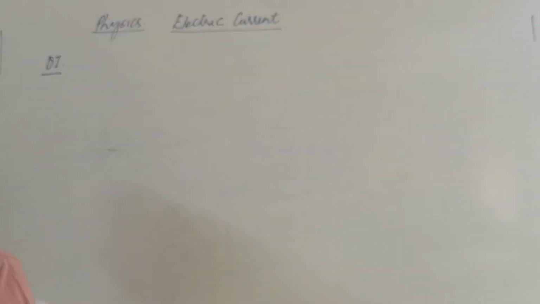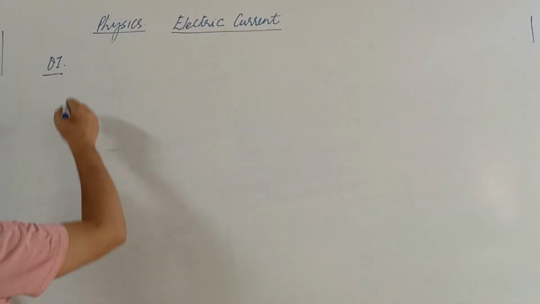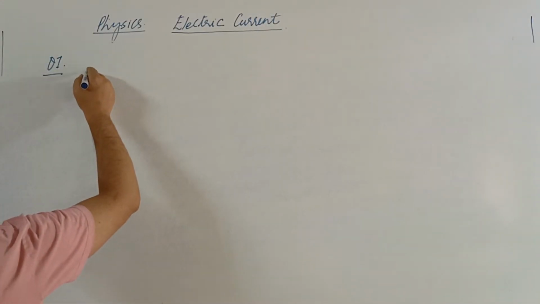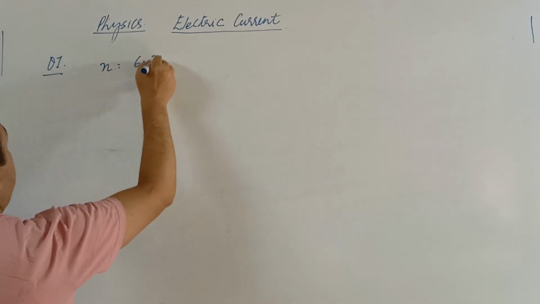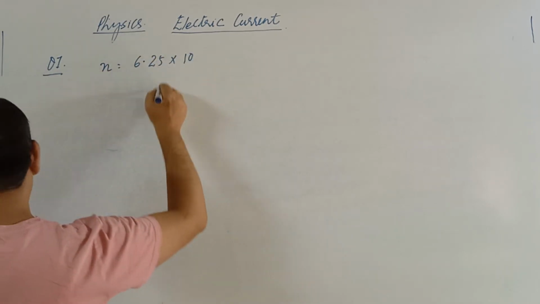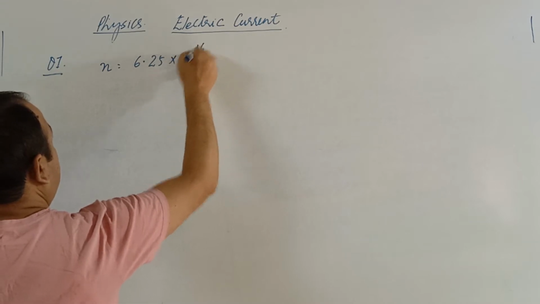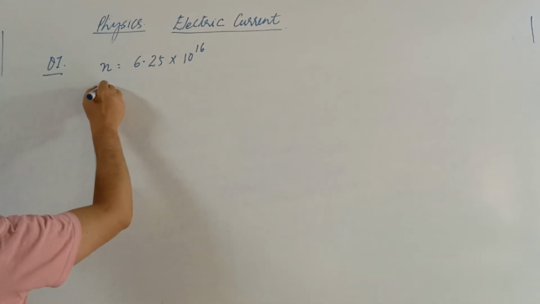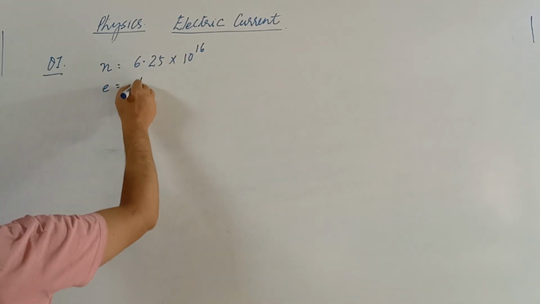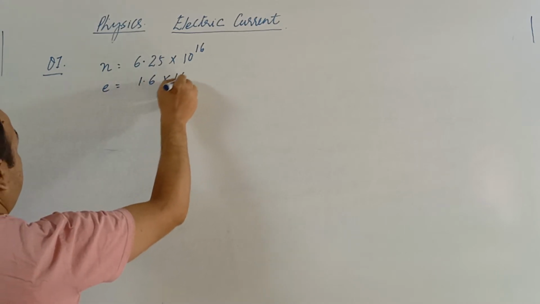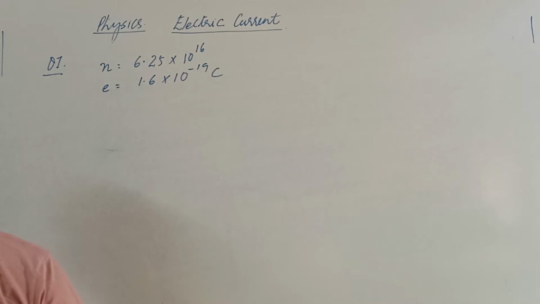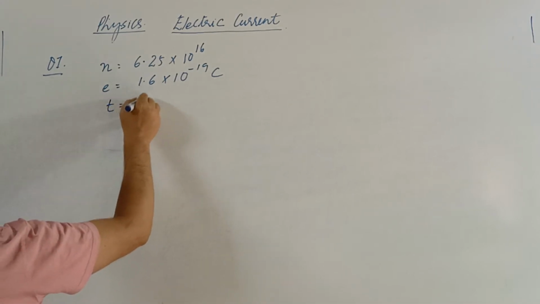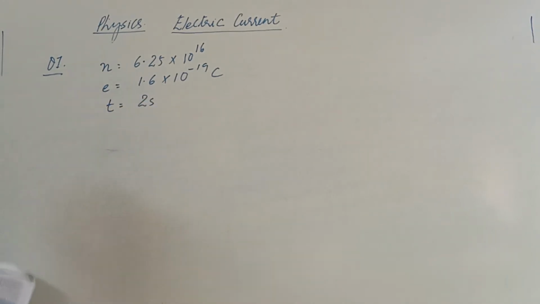Now what we'll do is whatever value is given, we'll just note down. So we have number of electrons is equal to 6.25 into 10 power 16 electrons, and the charge associated with each electron is 1.6 into 10 power minus 19 coulomb. The time is also given, which is 2 seconds. We need to find electric current.